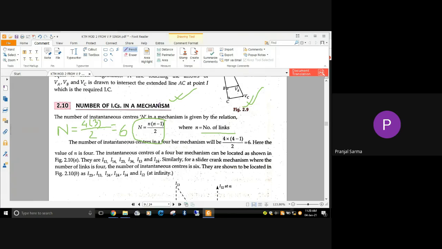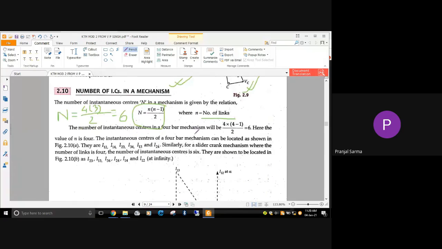That means if you are going to use this particular method, suppose for a slider crank mechanism you have to do velocity analysis using the instantaneous center method, then initially you must know how many instantaneous centers there are. That means 6 are there. After that, your task will be to locate them properly, and after that, the rest is simple. You're going to use that particular knowledge: for a particular point on a link, the velocity is proportional to the distance of that point from the instantaneous center. So that concept you will use later on. It is as easy as that.